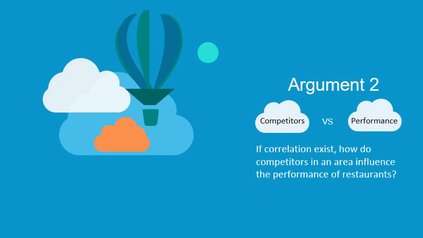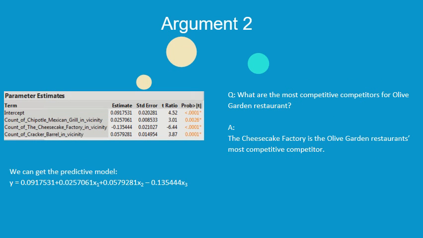Because we have our second argument. If correlation exists, how do competitors in an area influence the performance of a restaurant? So we get the predictive model, which is as follows. Based on the predictive model, we can make three conclusions. First, there is a correlation between competitors and the performance of a restaurant.